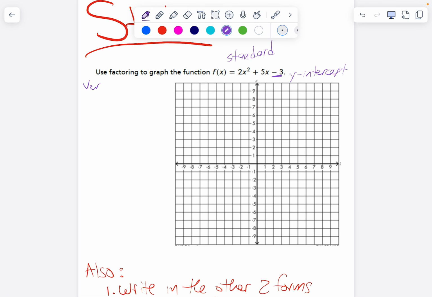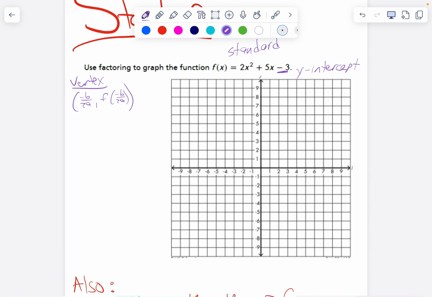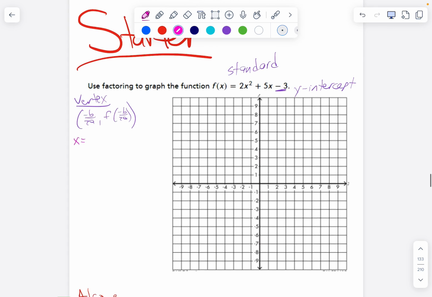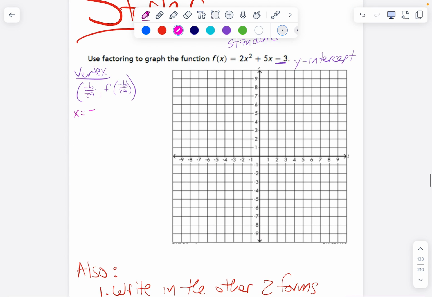Okay, in terms of the vertex in standard form, remember it's at negative b over 2a, and then f of negative b over 2a. That looks a little bit messy and complicated, but it's really not, because f of just means plug whatever you got for the x coordinate in. So we'll do that. The x coordinate is negative, what is b? 5 over 2, what is a? 2. So this is negative 5/4.